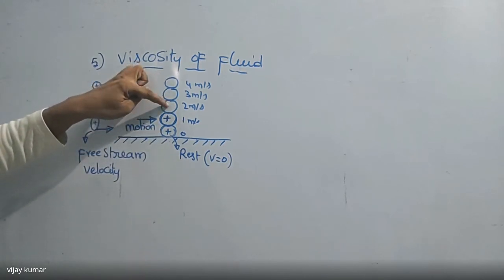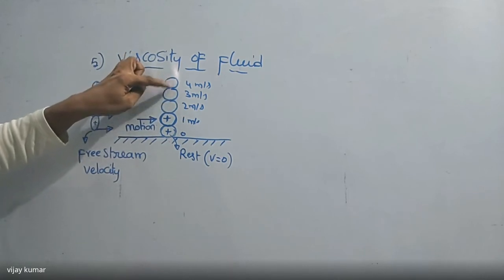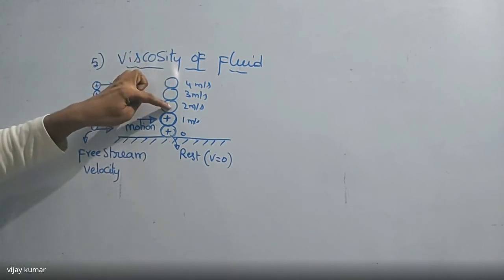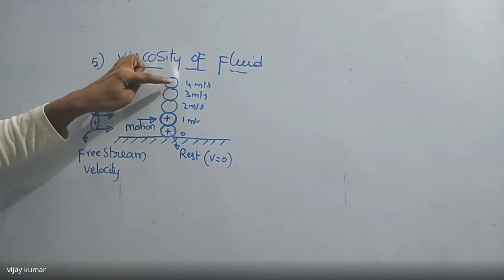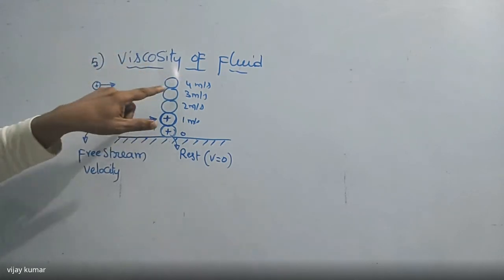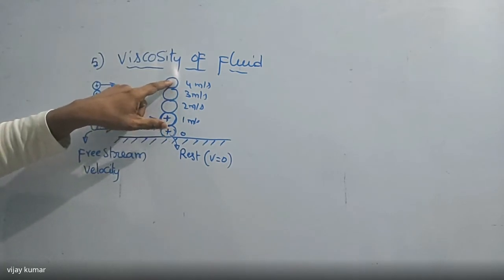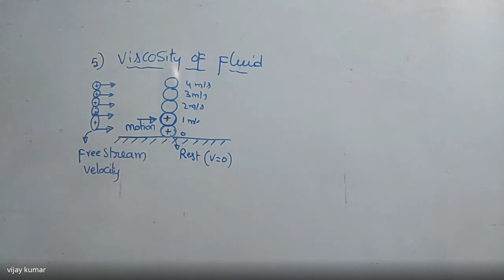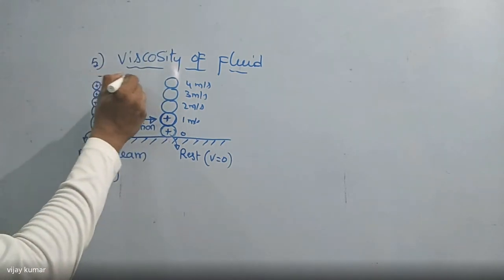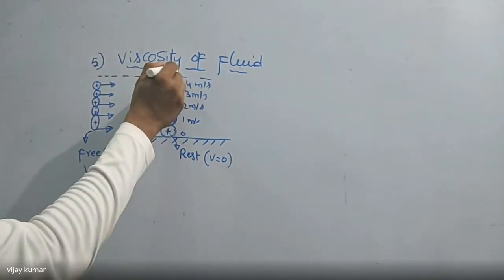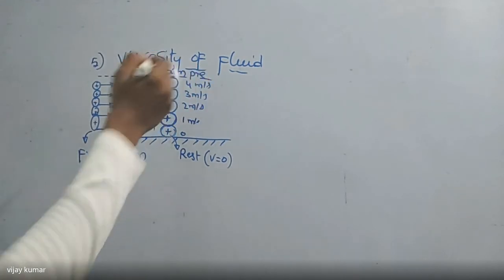If you take this particle, above it only two particles, so the pressure is reduced further. If you take this particle, above it we have only one particle, so the pressure on it is less. And what is this top particle? This particle is a free particle, so the pressure on this particle is nothing but atmospheric pressure.